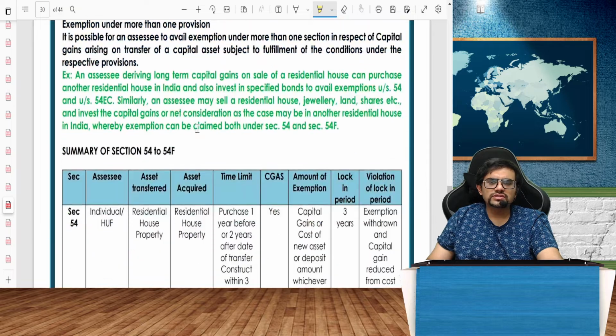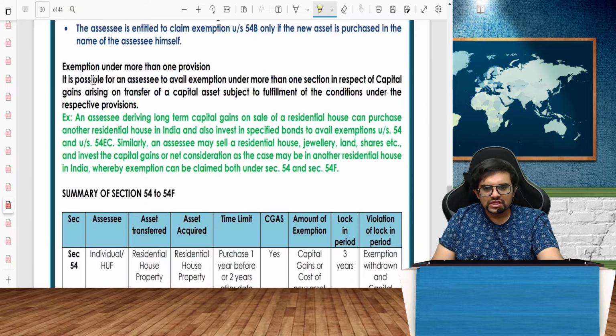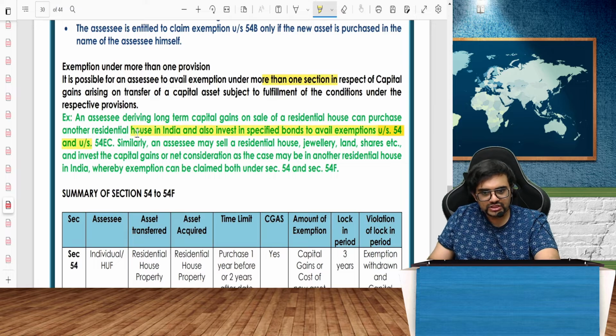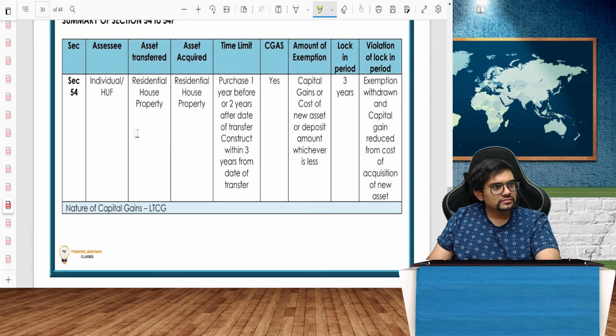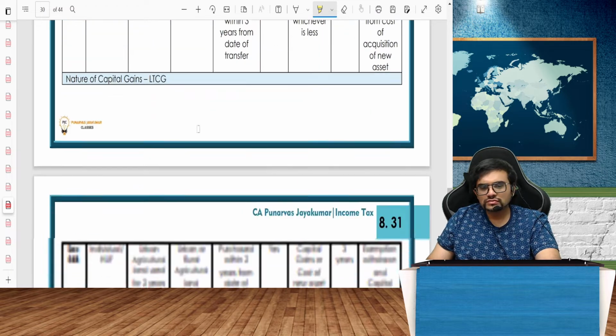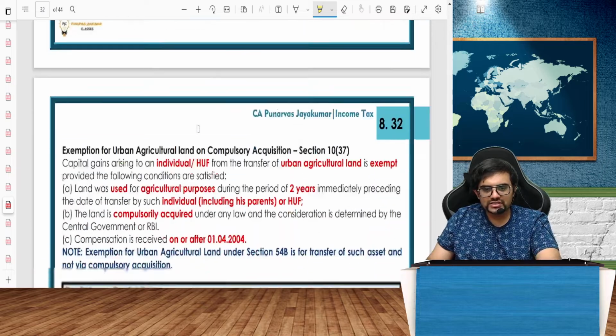Yes. Why not? It is possible for an asset to avail exemption in more than one section. Yes, you can do it. You can do the 54 and 54EC combination, no problem. This is the full summary already discussed. Leave it.